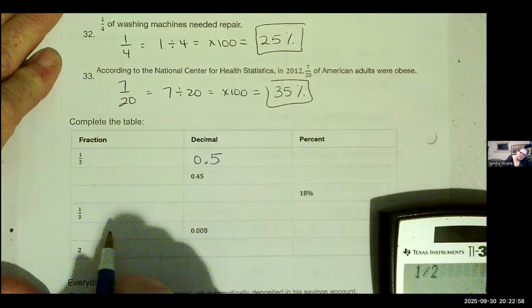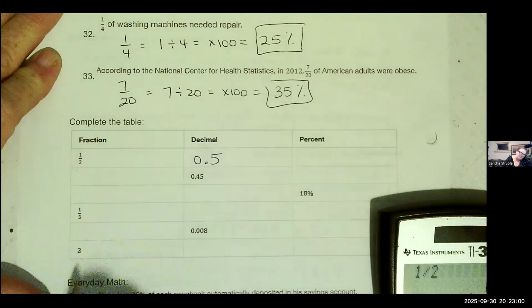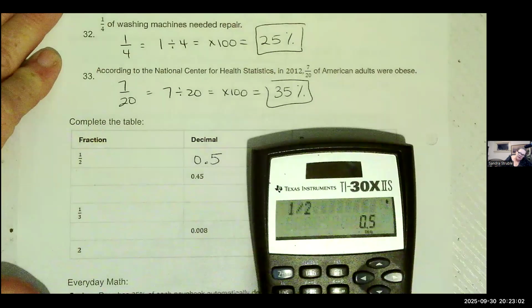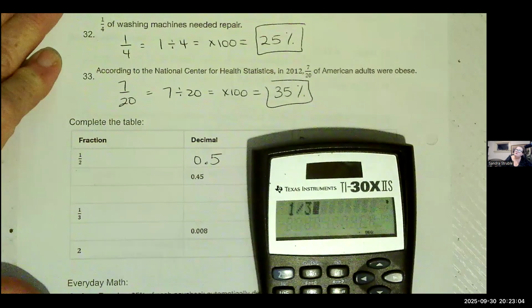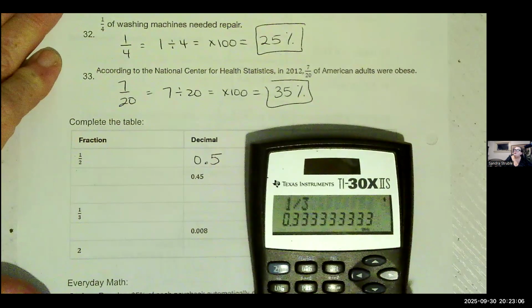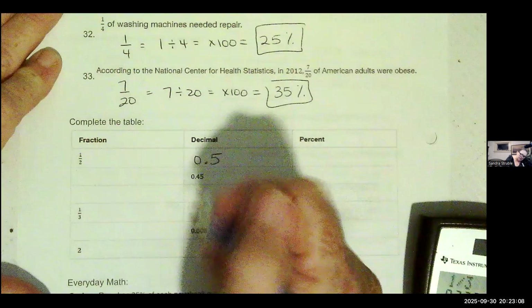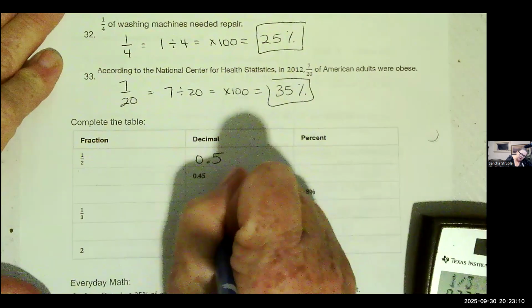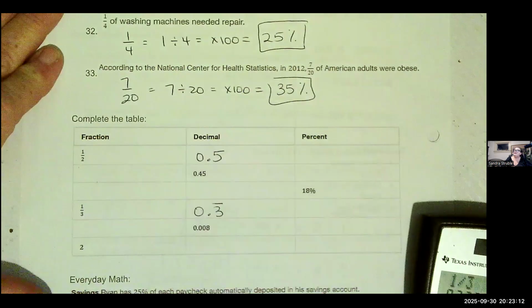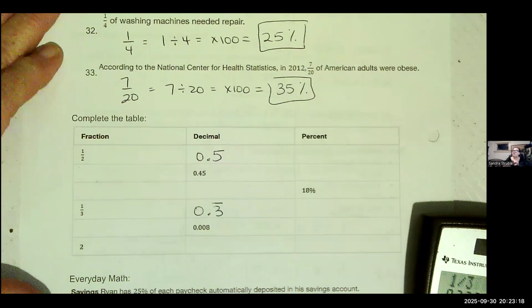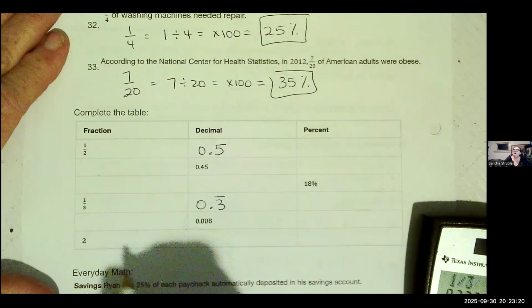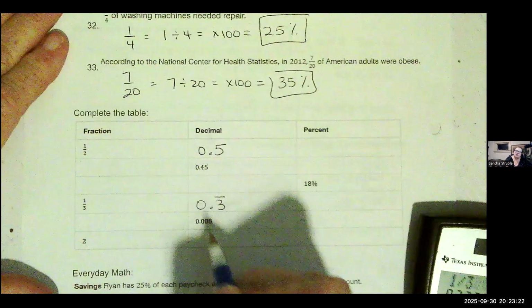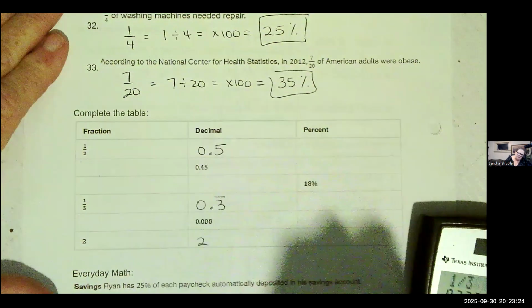So I'm going to go ahead and do that same thing with anything that's a fraction that needs to be a decimal. I'm going to take 1/3. 1 divided by 3 equals, and that's 0.3 continuous. Now, this one, you're going to want to put a line over it with a decimal. When you want to turn it to a percent, that's when you're going to want to do the rounding, okay? And then 2 in decimal form is just 2, okay?